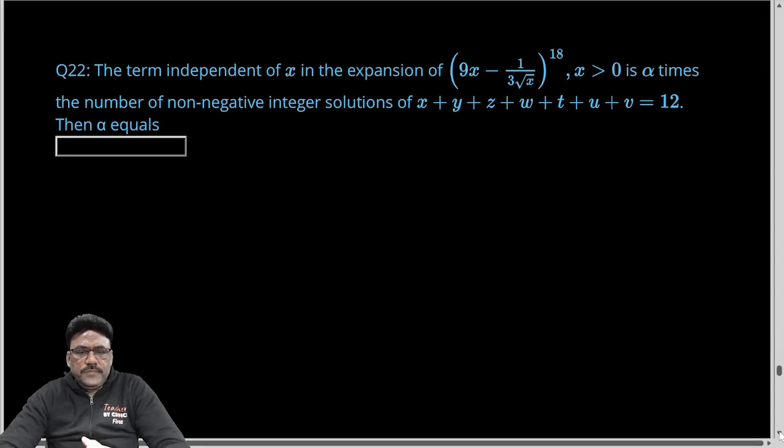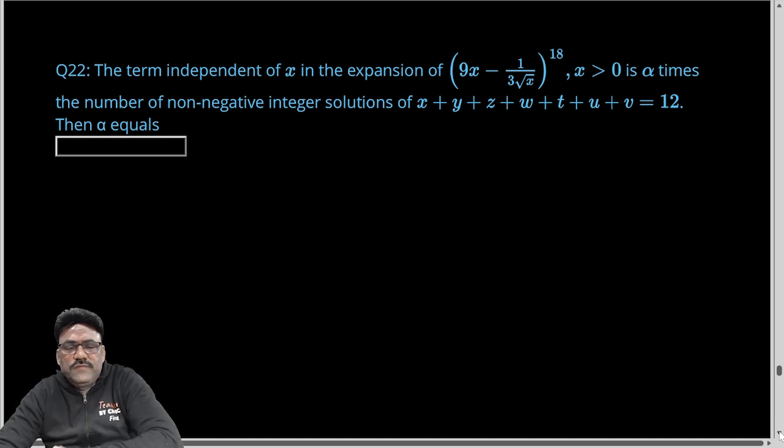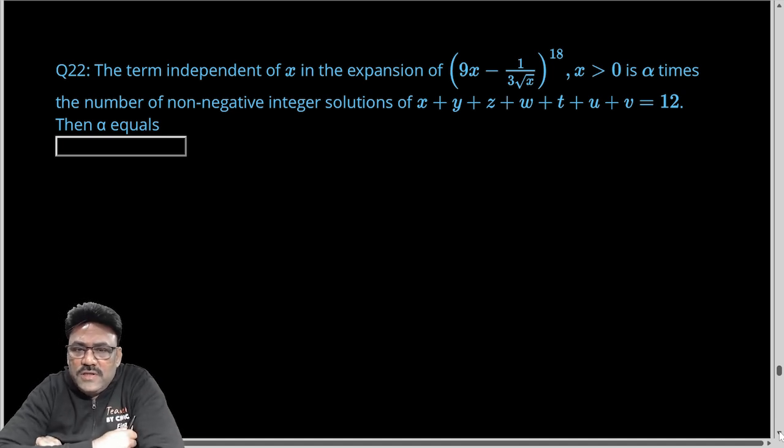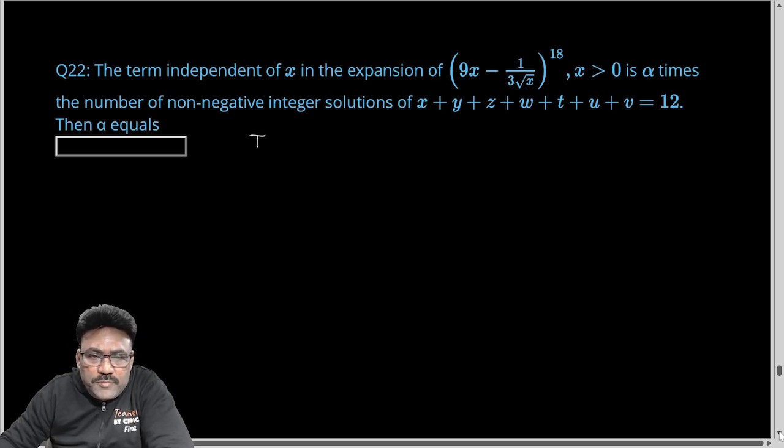See this question. They are saying that the term independent of x in this expansion is alpha times the number of solutions of this given equation, the second equation. So what will be alpha here? First I have to get the term independent of x in the given binomial. So let's write the general term of this binomial, T r plus 1.